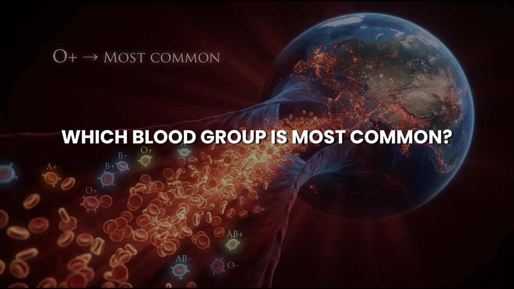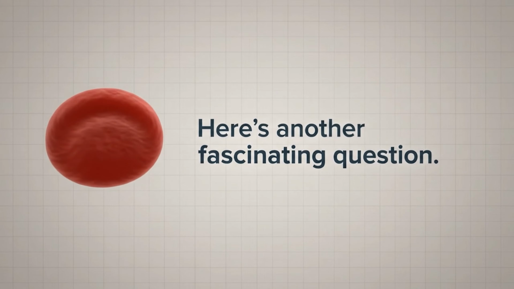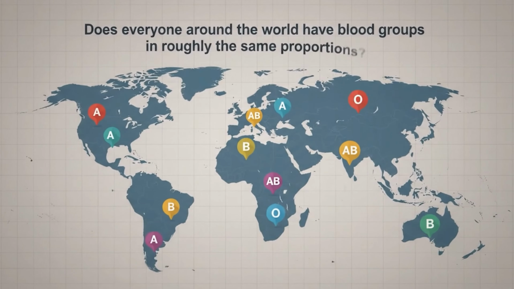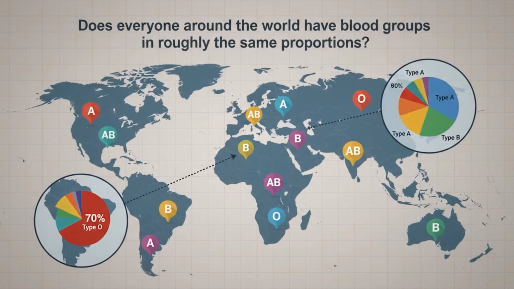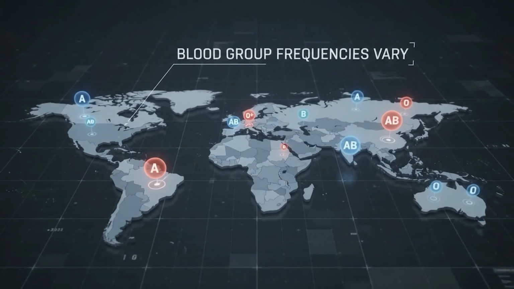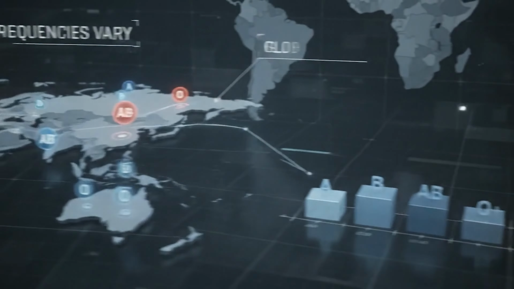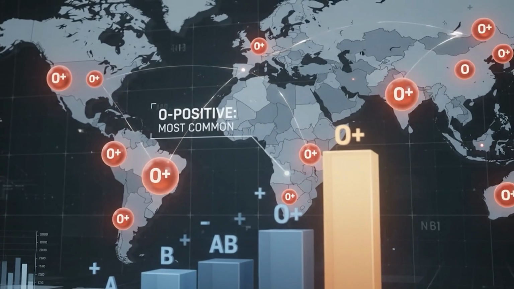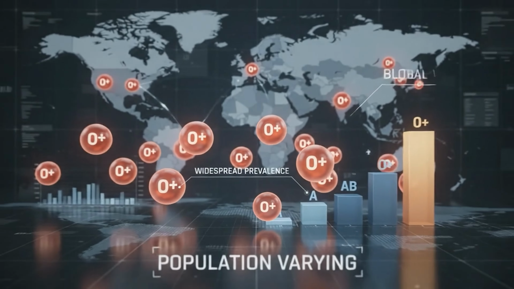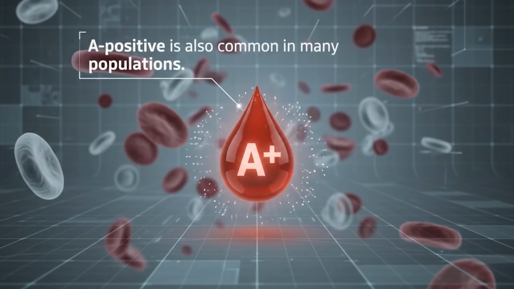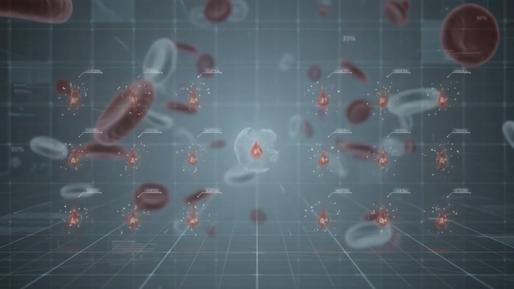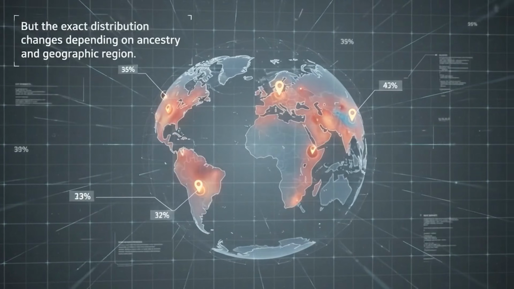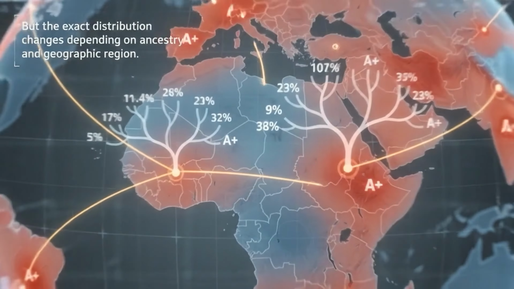Which blood group is most common? Here's another fascinating question. Does everyone around the world have blood groups in roughly the same proportions? No. Blood group frequencies vary considerably between populations and regions. In many populations around the world, O positive is among the most common blood types. A positive is also common in many populations. But the exact distribution changes depending on ancestry and geographic region.